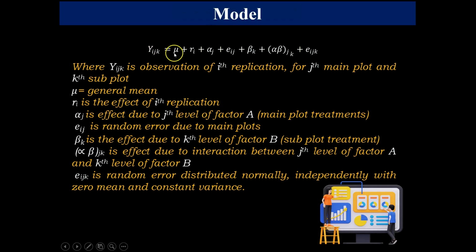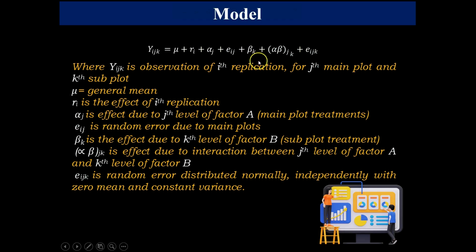So the statistical model which is involved in split plot design is this. We have a response variable here, which is the observation of the ith replication for the jth main plot and kth subplot. Mu is the general mean, r is the effect of the ith replication, alpha is the level of the factor. We can say this is the main plot, and this is the error which is involved. There are 2 errors involved in this design.